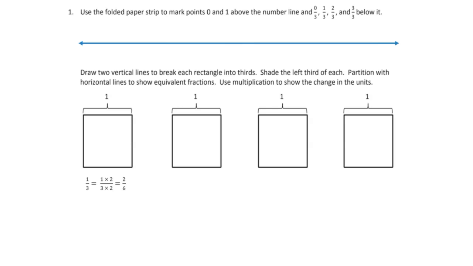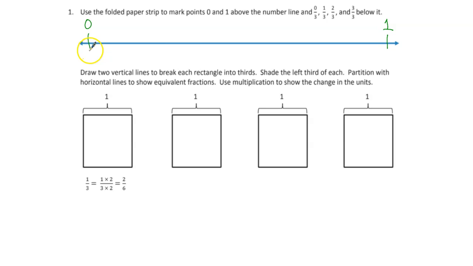Directions for number 1 says we're going to use the folded paper strip. We don't have the folded paper strip, so we're just going to go ahead and place or mark the points 0 and 1 above the number line and 0/3, 1/3, 2/3, and 3/3 below it. So we know that our number line will start down here with 0, and we're going to go all the way up to 1. So that's our 0 mark, and there's our 1 above the number line.